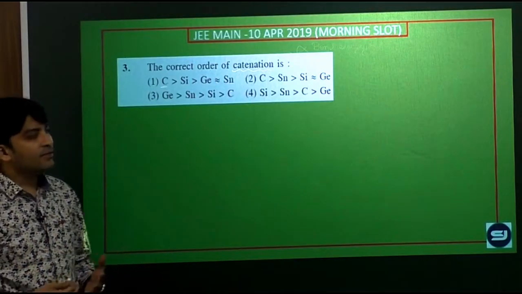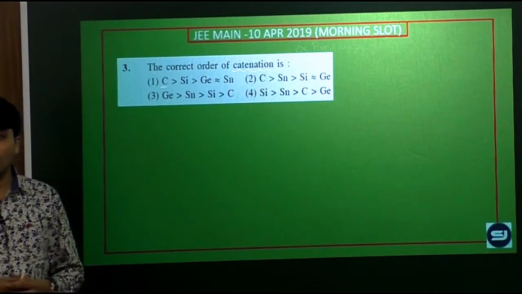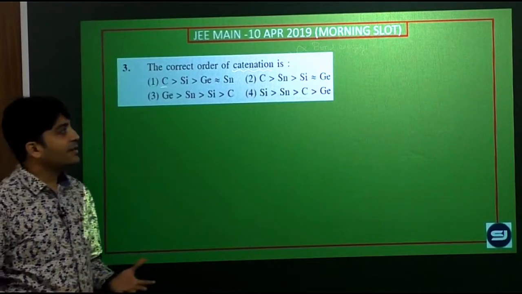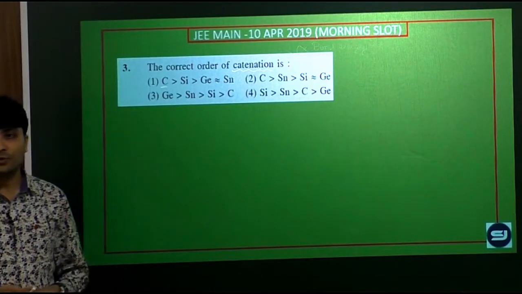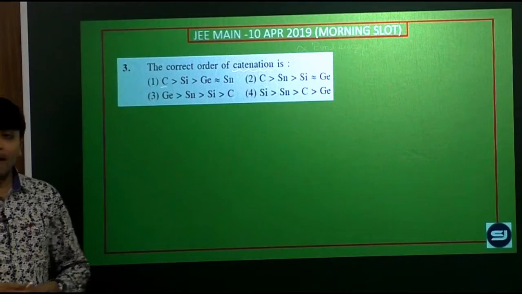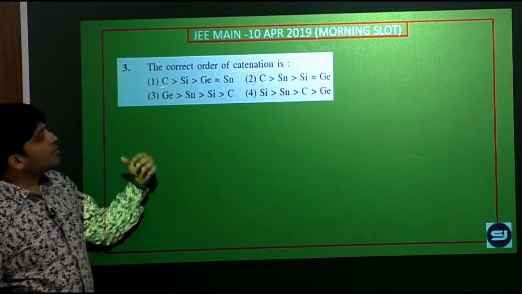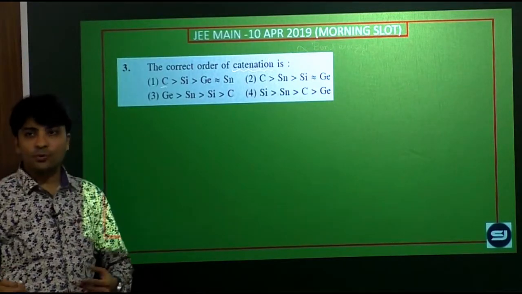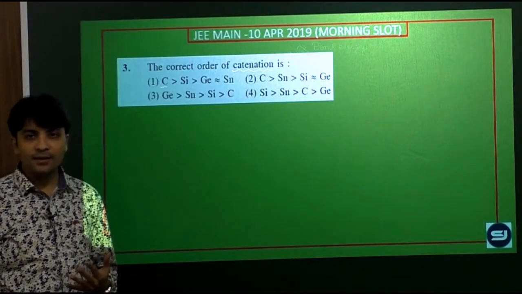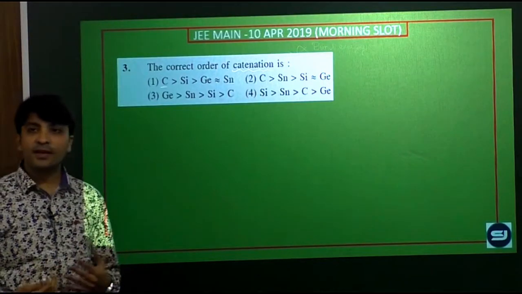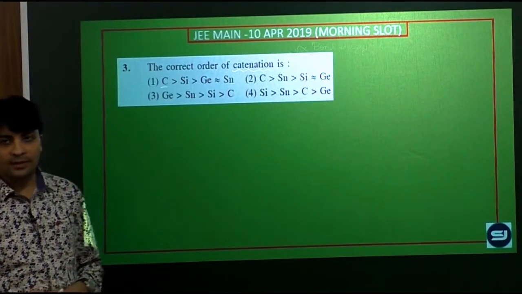And that's the reason we have a lot of organic compounds which are possible. And it's a fact that carbon has the highest tendency to undergo catenation. In general, if we are talking about catenation property down the group, it always goes on decreasing because the single bond between similar atoms, the bond enthalpy also decreases.